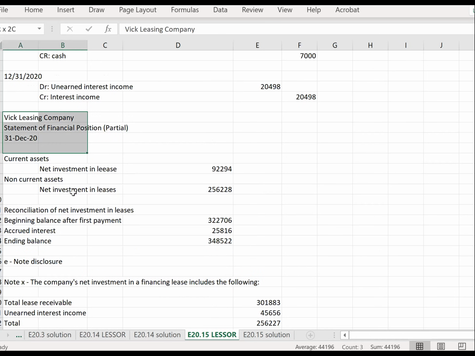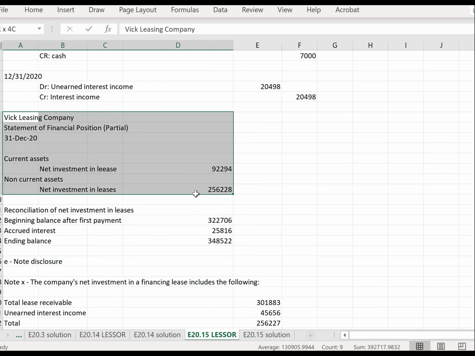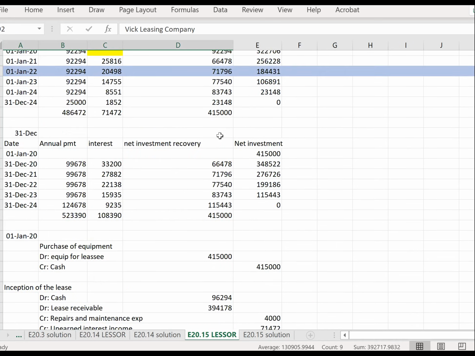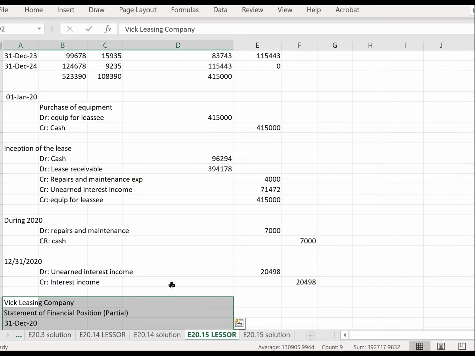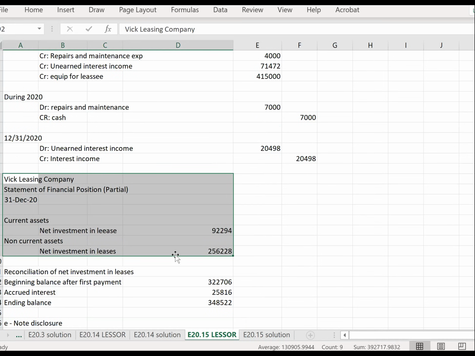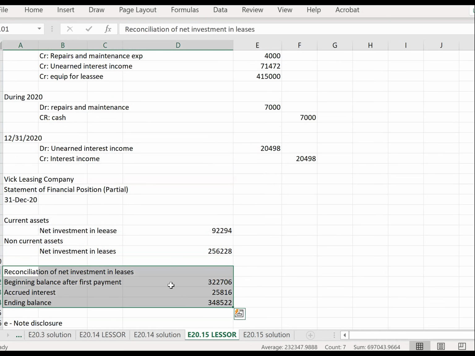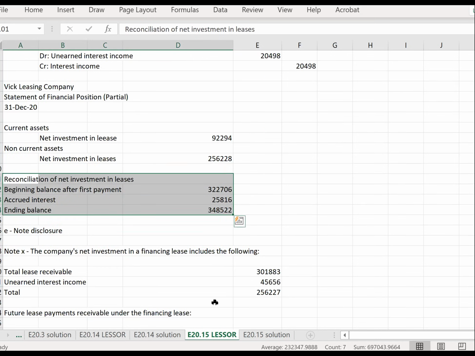So you can see here we've got the partial statement of financial position where we just provide the net investment in leases. And these numbers are coming right off of our amortization schedule. And then we need to disclose what's included in the net balance. So the sum of these two things is 348. So that includes the beginning balance and then the accrued interest component.